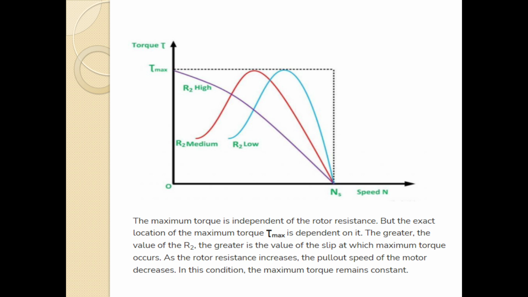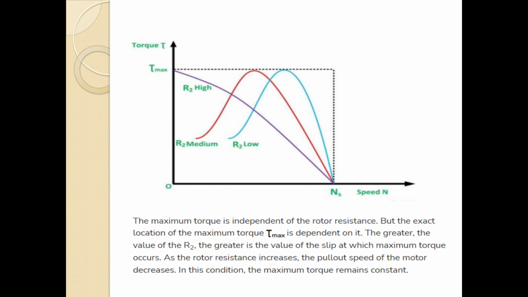Under full load condition, the motor runs at a speed of n. When the mechanical load increases, the speed of the motor keeps decreasing until the torque becomes equal to the load torque. When the two torques are balanced, the motor runs at constant speed. But if the load torque exceeds the maximum torque or breakdown torque, the motor stops abruptly.